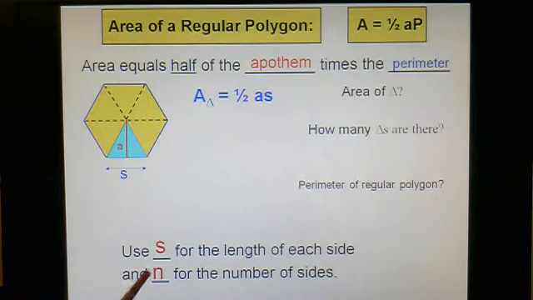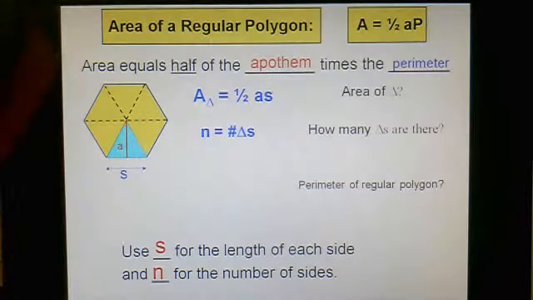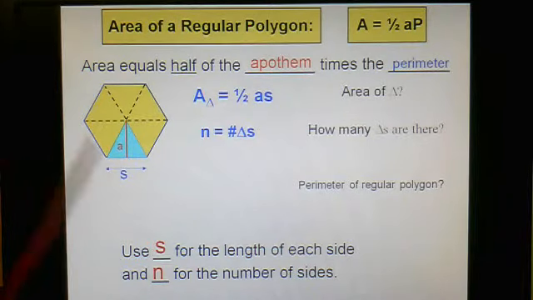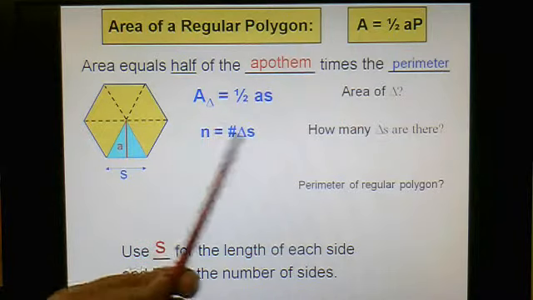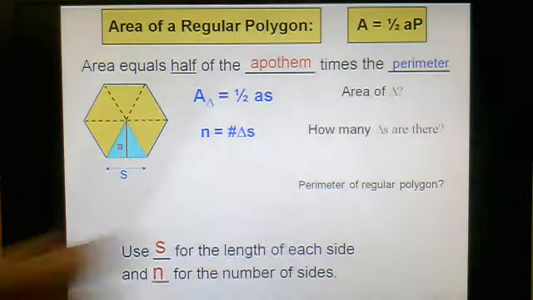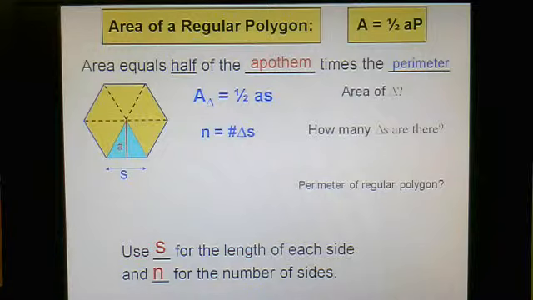I'm going to do it in terms of a variable n, because I don't want this to just be a formula for any hexagon. I want it to be any regular polygon. If this was a pentagon, there'd be 5 of these triangles. If it was an octagon, there'd be 8 of these triangles. So n is the number of triangles. Sorry, not side length, the number of sides is going to tell me how many triangles there are.